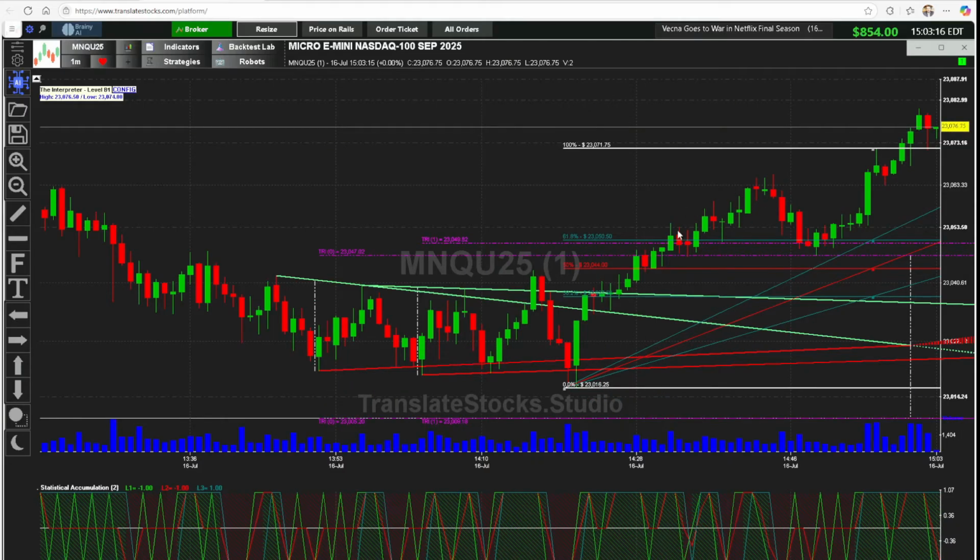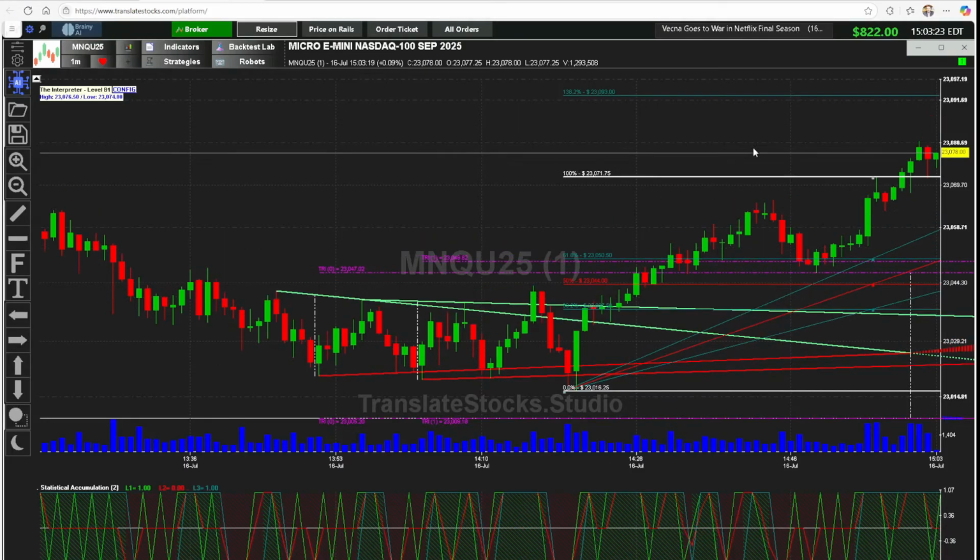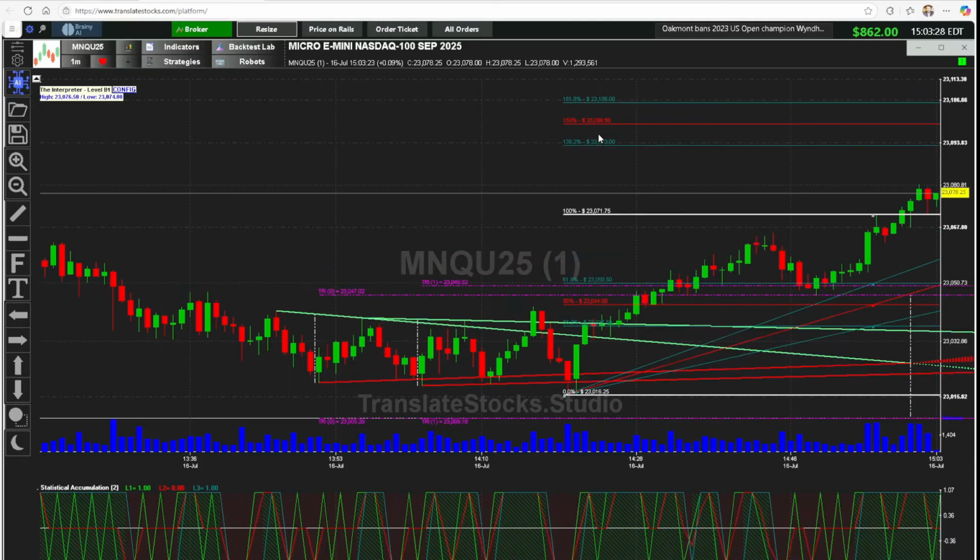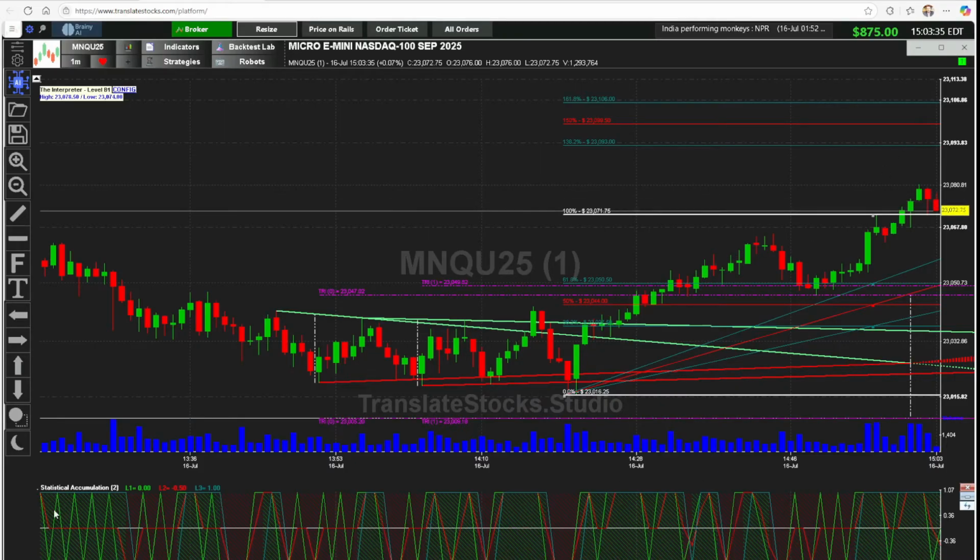Okay, we have the analysis here, the same thing with the triangles and Fibonacci, and let me open a little bit of space to see the projection. The projection for this trend is 23,106. So we have some point where I can buy. We have an indicator here. Statistical accumulation is a proprietary indicator that we have inside the platform.